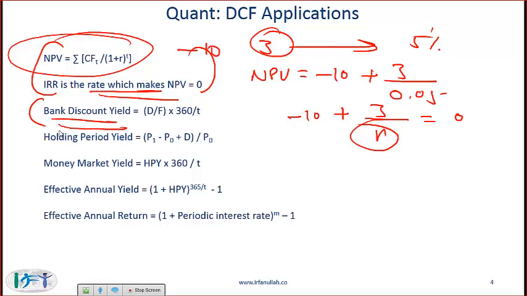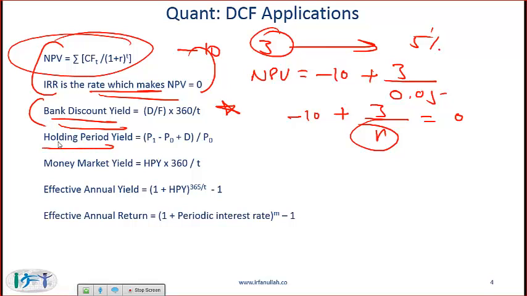This then is type 2, which also is a must know, the bank discount yield. It's the discount divided by the face value times 360 over T. This is just a convention, and you have to know it because this shows up in quant, it shows up in corporate finance, fixed income, even in derivatives. So extremely important.